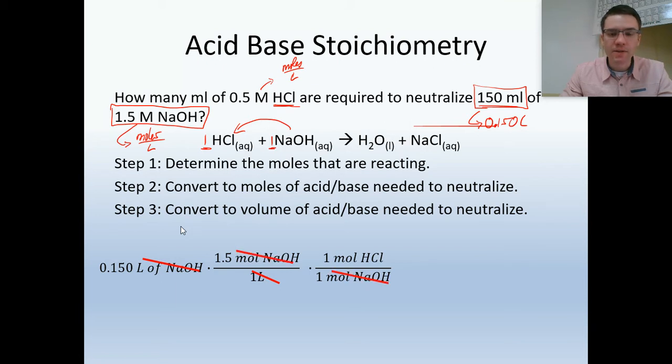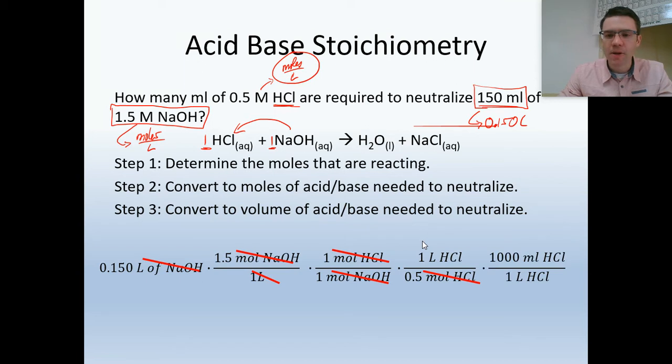This will tell me the moles that I need of HCl to completely react all of the moles of sodium hydroxide. And then I'm going to get out of moles of HCl into liters. That's this ratio, 0.5 moles per liter. My concentration, I just flipped it over so the moles will cancel. And then I'll get into milliliters. And the answer is 450 milliliters.